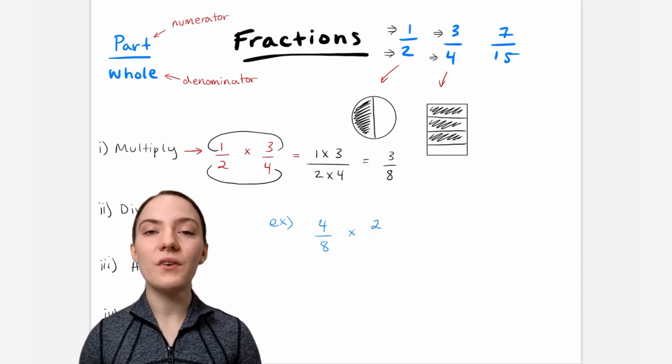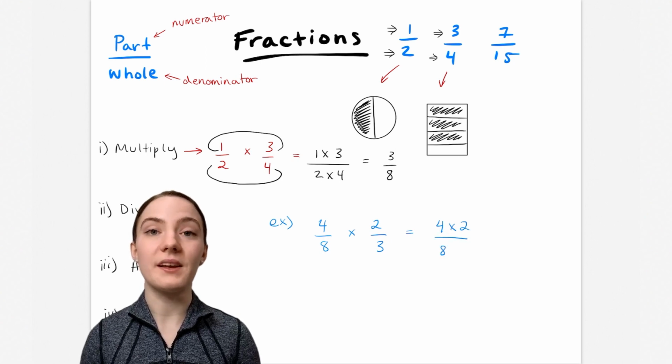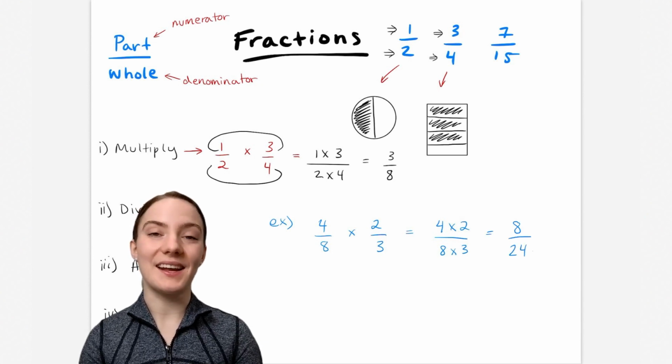Let's do another example. Here we have 4/8 times 2/3. All we need to do is multiply the numerators, which would be 4 times 2, and then multiply the denominators, which would be 8 times 3. 4 times 2 is 8, and 8 times 3 is 24, so that gives us 8/24.